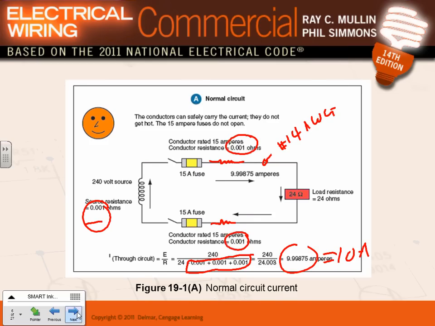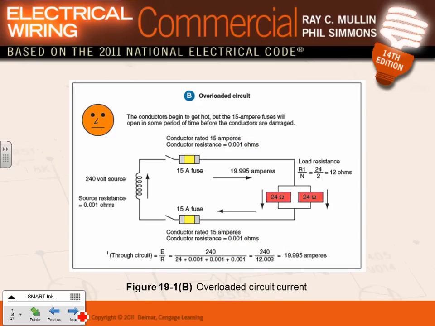Okay, now let's go to another condition. This is the overload condition. I have a heater. Now, my friend Aaron added another heater, plugged it into the outlet. Two more heaters, right? If you take two loads in parallel, do you remember what happens? You cut the impedance by half. That's basic electricity fundamentals. So now the impedance is 12.